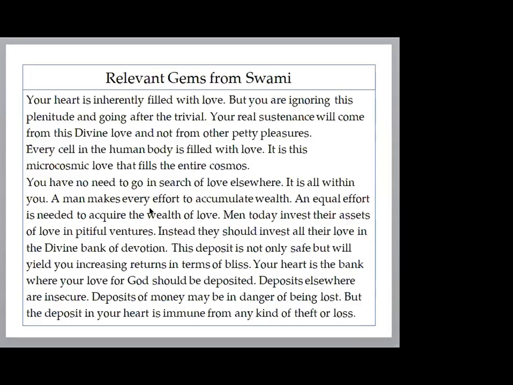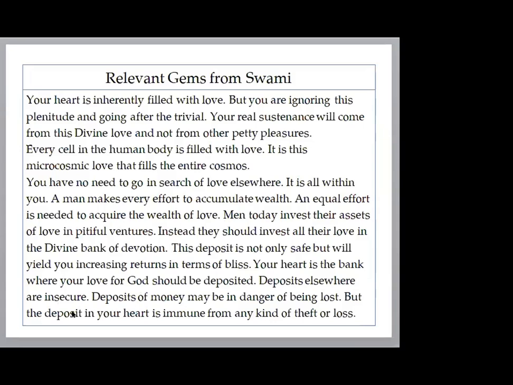A man makes every effort to accumulate wealth. An equal effort is needed to acquire the wealth of love. Men today invest their assets of love in pitiful ventures. Instead, they should invest all their love in the divine bank of devotion. This deposit is not only safe, but will yield you increasing returns in terms of bliss. Your heart is the bank where your love for God should be deposited.